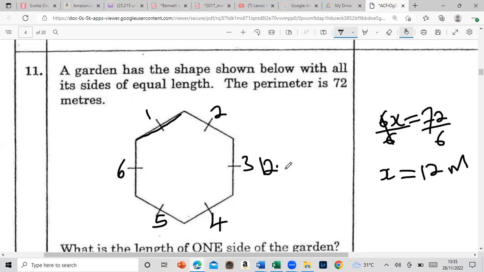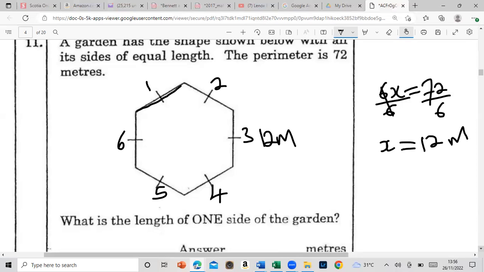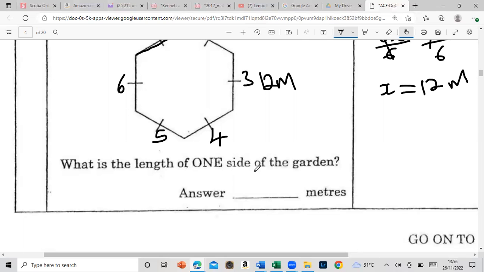Some persons might go ahead and say it's 12 sides. But remember, this only indicates that this side is equal to that side and that side. Right? So be careful in the exam. So that's 12 meters. Put it right where they say.